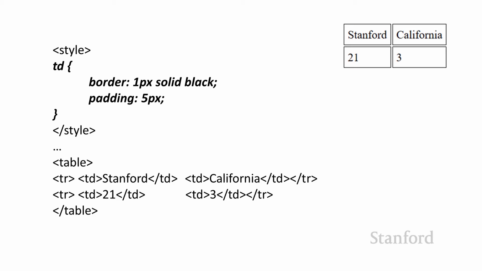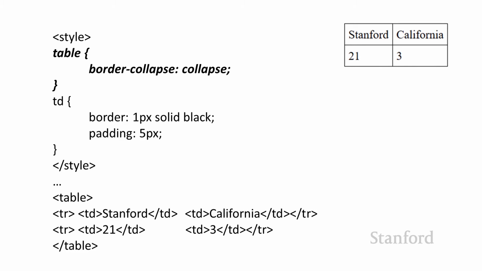And it turns out, and I'm not entirely sure why they did this, that the solution is you need to add in a second rule specifically on the table. And we need to say that the border-collapse is set to collapse. Basically, just copy it as written here. And do note that this is on the table. This is not on the table data items.